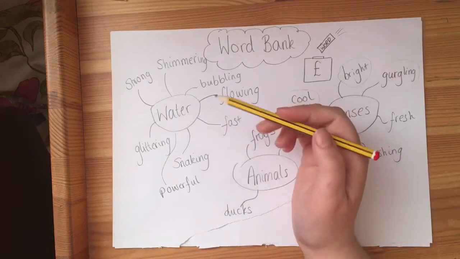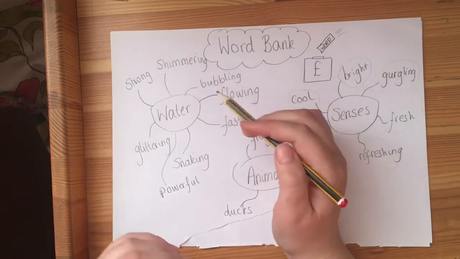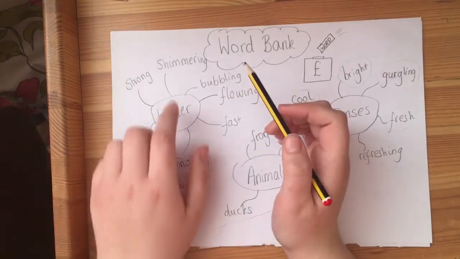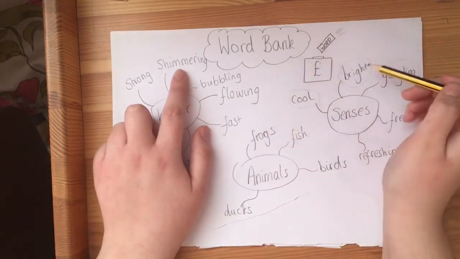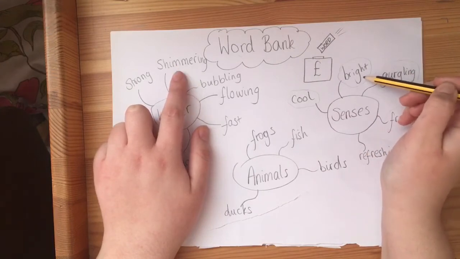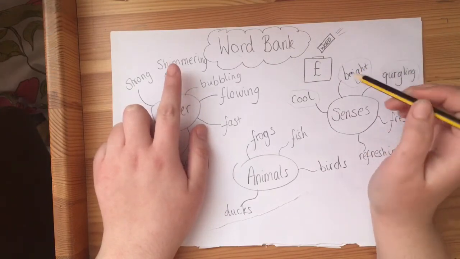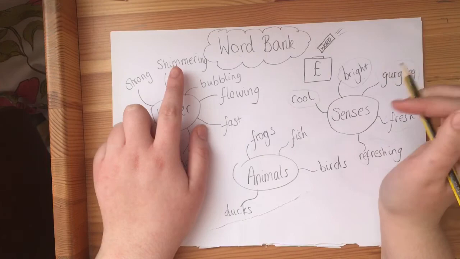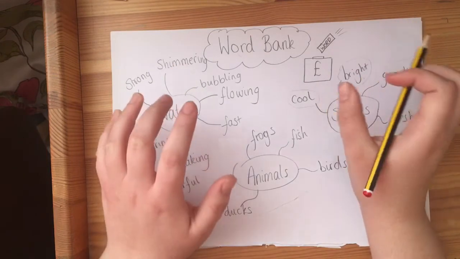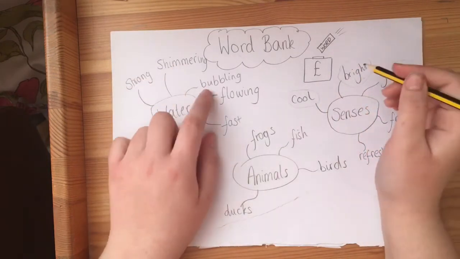And now onto the water itself. We can describe it in loads of different ways. So I've got here shimmering. Now I compare shimmering and bright to each other. So we've got the shimmering sun or the bright light making shimmering waves.